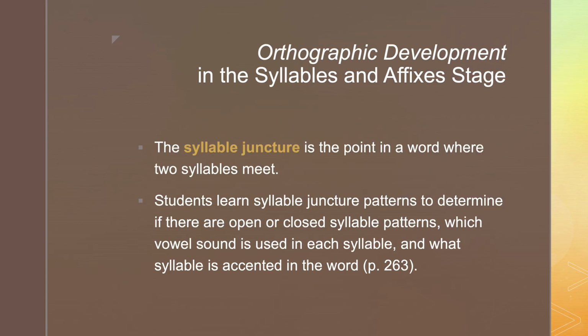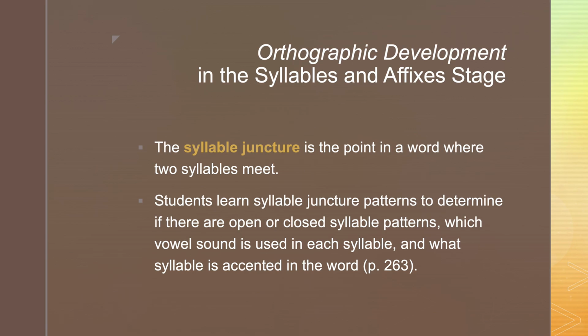To promote orthographic development during this stage, students are ready to begin studying multisyllabic words, and this means that the students must learn to analyze and consider the spelling patterns for more than one syllable for each word. So part of this word study is learning about the syllable juncture, which is the intersection in a word where two syllables meet. So multisyllabic words can have more than one syllable juncture.